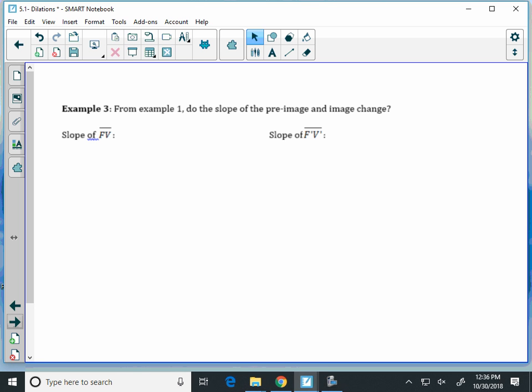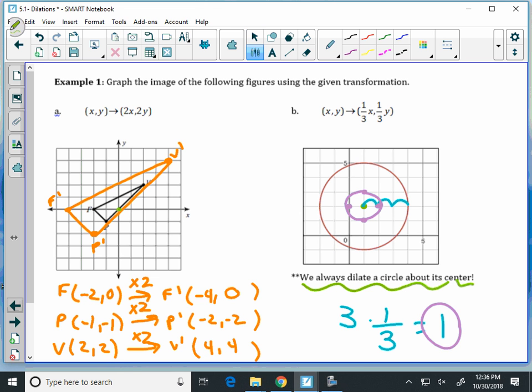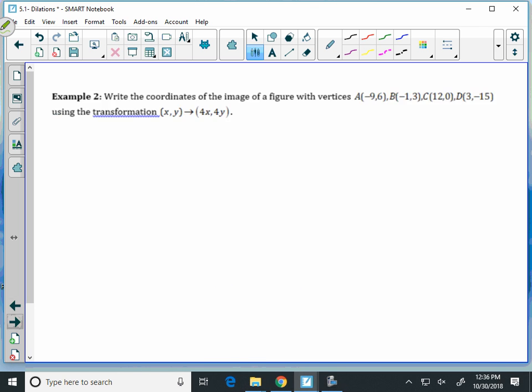Number 3 says, from example 1, do the slope of the pre-image and the image change? So let's see. Let's find the slope of FV. Okay. And when in the coordinate plane, how do we find slope? Rise over run. See, just count. So if we're finding the slope of FV, what's our rise? We went up how far? 2. We went up 2, so it's positive 2. What's our run? 4. And we went right 4. So it would be positive 2 over positive 4.